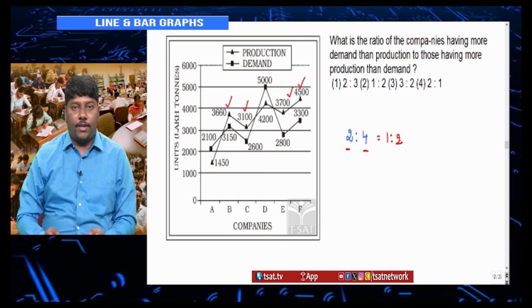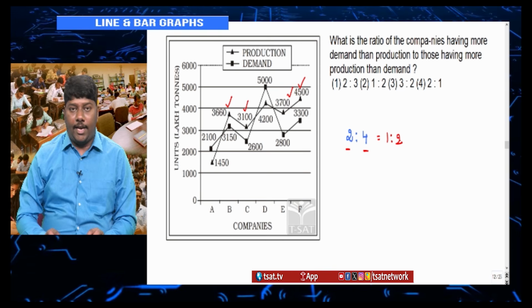So I hope you understood the line graph. This is how we derive the values from the line graph. Again, the basics of line graphs are simply percentages, ratios and averages only. Now we will look at the bar graphs.